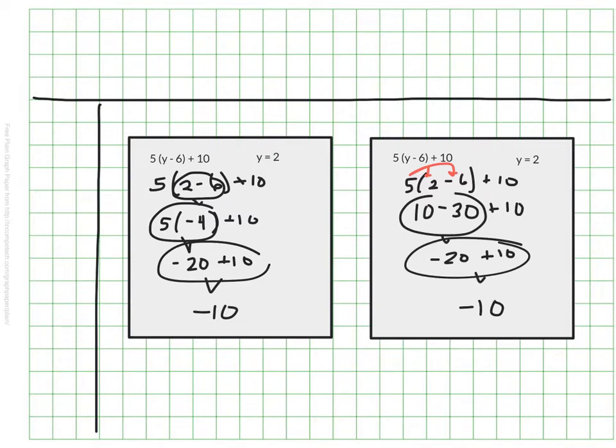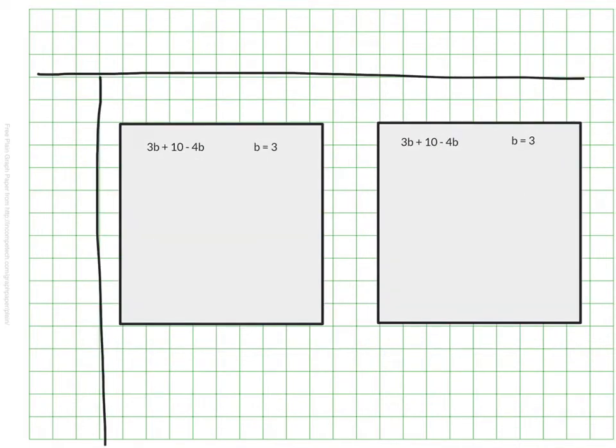So there are a couple ways you can approach this, and I'm going to show you a couple more variations with a different example on how to substitute as well. So again, I've set up two sides here to show the different ways we can do this. But on both sides, I have 3b plus 10 minus 4b, and we know that b is equal to 3, so we want to evaluate, substitute, and figure out what the value would be when b is 3.